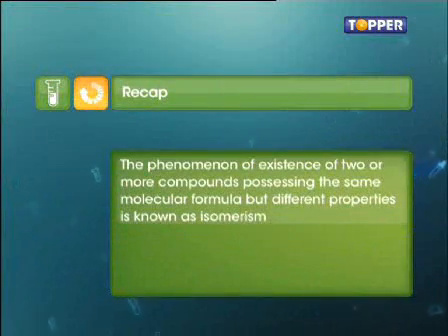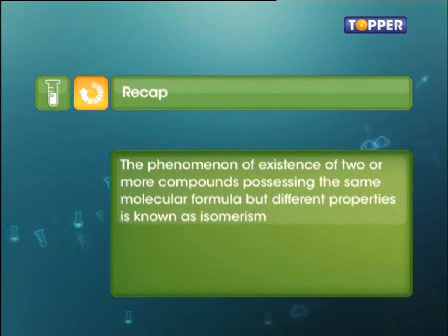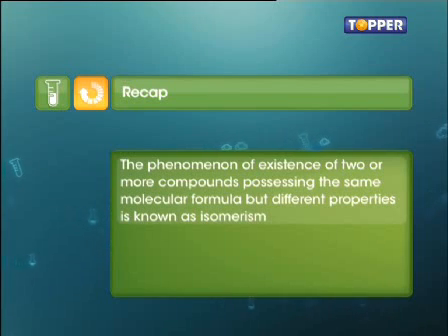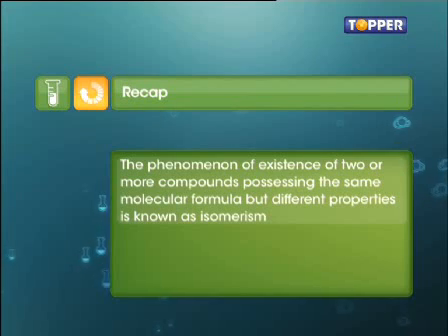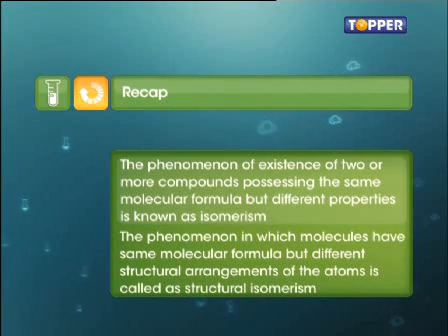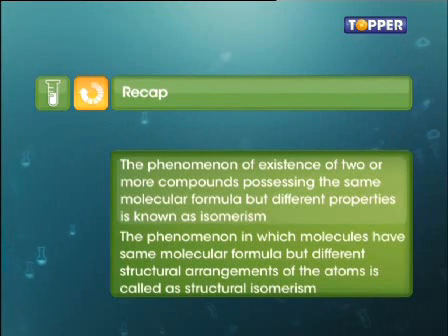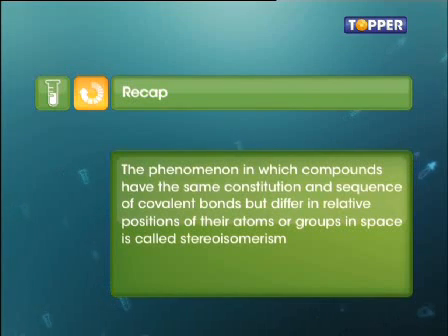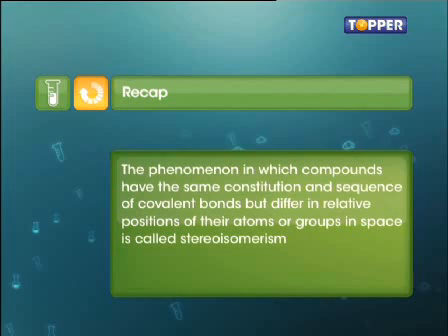In this episode, we studied the phenomenon of isomerism. To define it, the existence of two or more compounds with the same molecular formula but different properties is known as isomerism. The phenomenon in which molecules have the same molecular formula but different structural arrangements of the atoms is called structural isomerism. The phenomenon in which compounds have the same constitution and sequence of covalent bonds but differ in relative positions of their atoms or groups in space is called stereoisomerism.